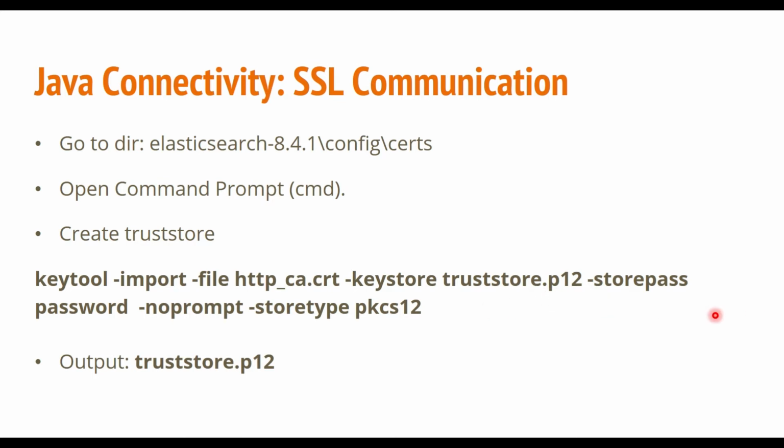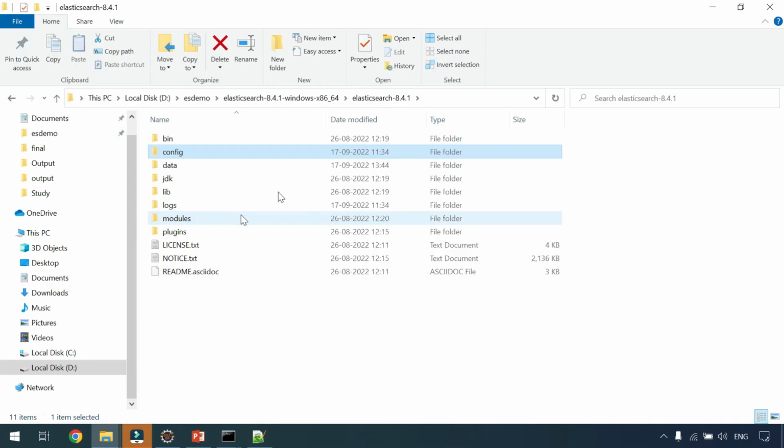This command takes the password as well, which is the store password, and I have given the password as "password" itself. The no prompt is an input parameter, which means that we do not want any input prompt during the certificate creation. The store type is pkcs12, and this keytool is the command tool which is from Java itself. To generate the trust store, I am inside the Elasticsearch home directory.